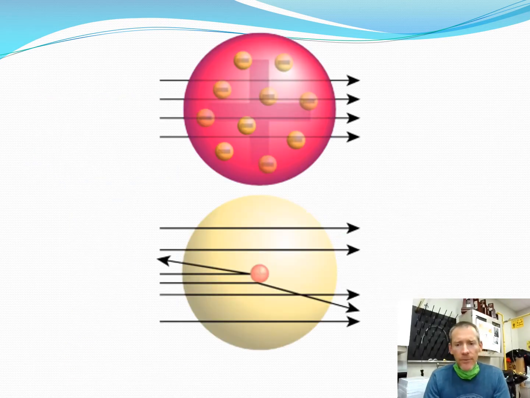So you can see here the plum pudding model, the one that J.J. Thomson proposed. This is what Rutherford expected, but what he happened to see is that most of the particles went through, but there were some deflections. So he basically discovered that the nucleus was the center of an atom.